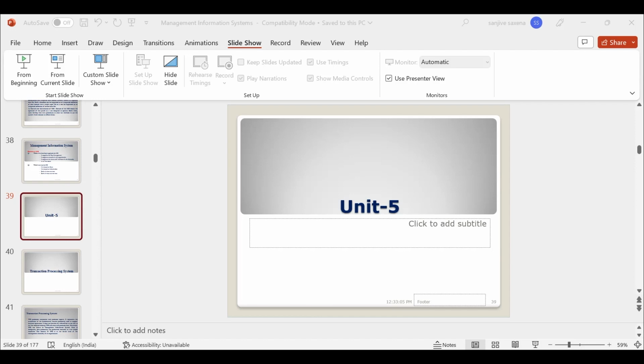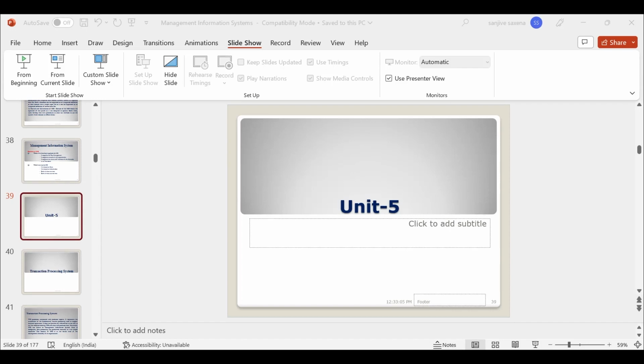Model base means you model the data. Model the data means you define the structure of the data which you are using. That is what we mean by model base. And the software means a software which integrates all of those things.